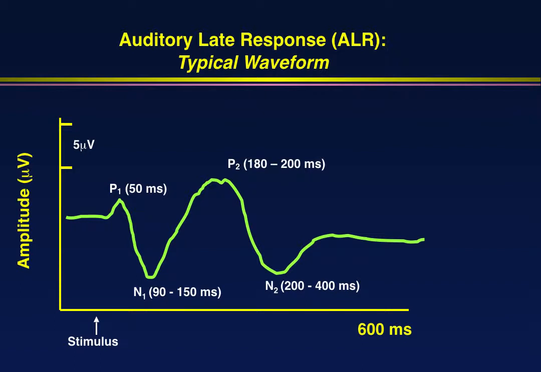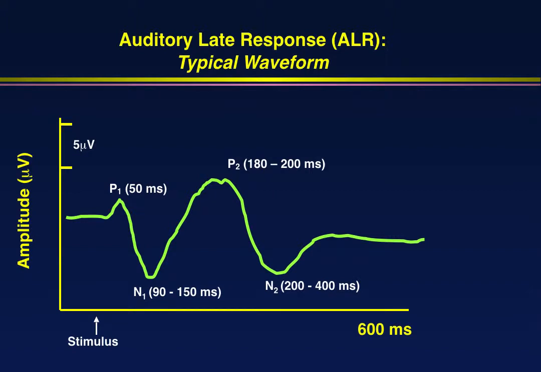P1 of the late response is really the Pb response of the middle latency. It comes in at 50 milliseconds, and for a lot of the infant studies, that's what we're actually recording. There's a great maturation of the late response over the first 12 years. So when you have an infant or a very young child, you're not even recording the P2. That has not yet evolved. You're recording the P1 at a latency which is around 100 milliseconds.